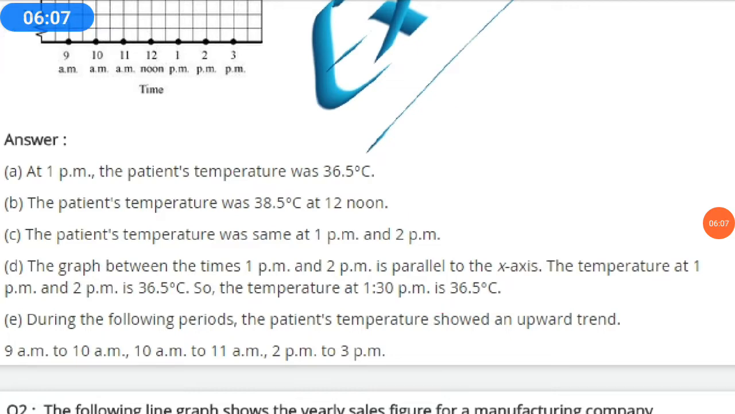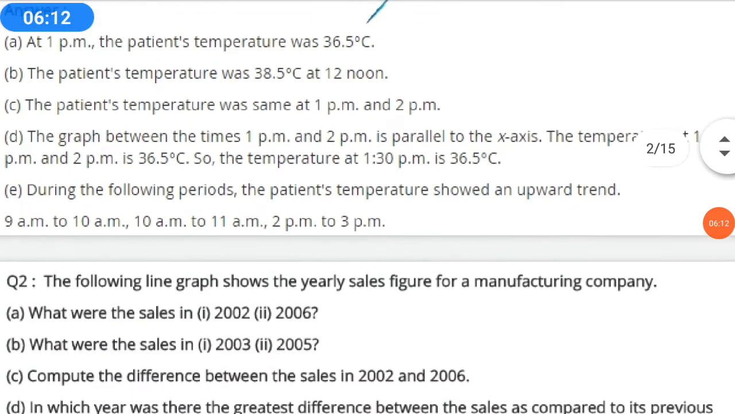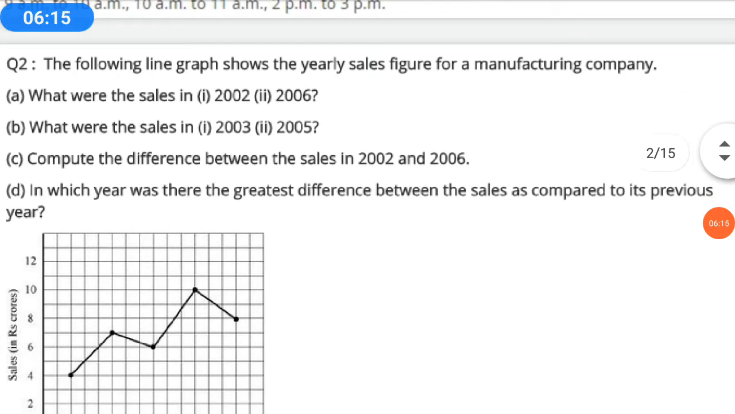9 a.m. to 10 a.m., 10 a.m. to 11 a.m. and 2 p.m. to 3 p.m. Clear? Next, moving toward the second question we are having. The following line graph shows the yearly sales figure for a manufacturing company. What were the sales in 2002, 2006? What were the sales in 2003, 2005? C part, compute the difference between the sales in 2002 and 2006. In which year was the greatest difference between the sales as compared to its previous year?